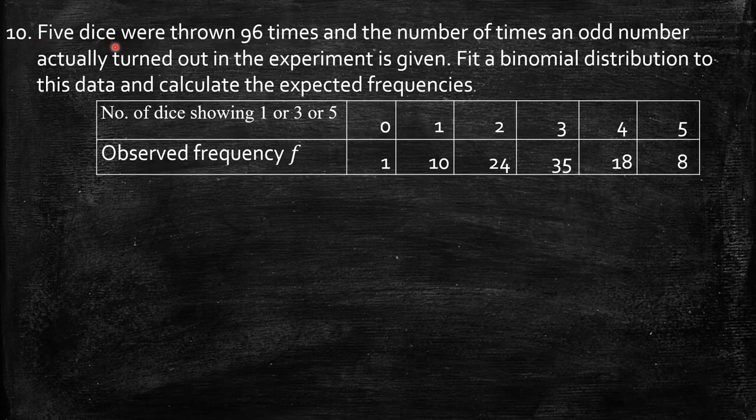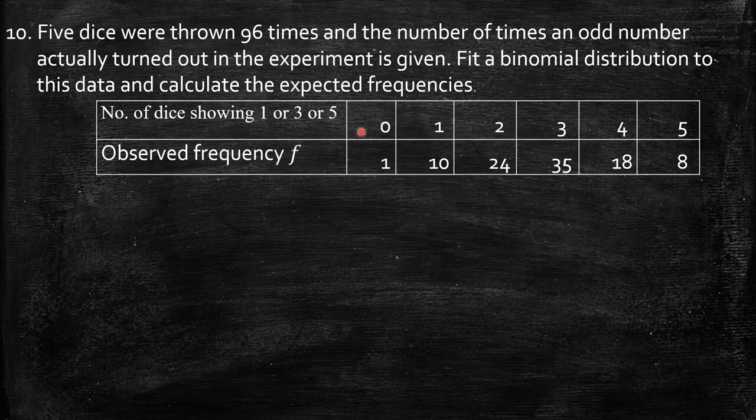Problem number 10. 5 dice were thrown 96 times and the number of times an odd number actually turned out in the experiment is given. That means getting an odd number 1 or 3 or 5, throwing 5 dice at a time, and this is taken for 96 times, and the observed frequencies are given over here.